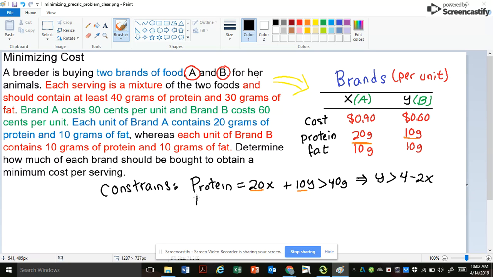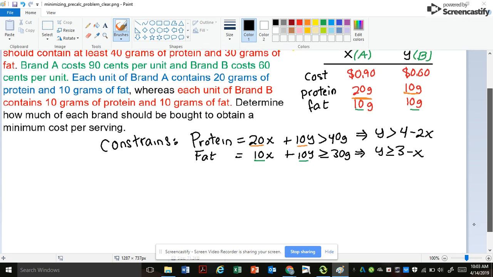So let's do the same for fat. Total fat now equals 10x plus 10y. Now they tell us it has to be at least 30 grams, greater or equal to 30 grams. In this case, 10 grams of fat comes from A, 10 grams of fat comes from B. Rearrange the equation, we have our second inequality, which is going to be y is greater or equal to 3 minus x. Okay, we're ready to graph.